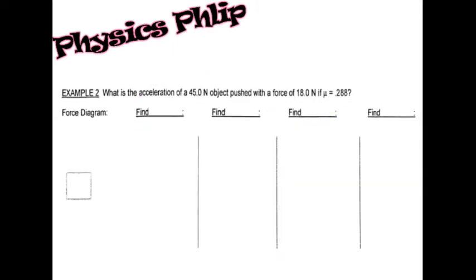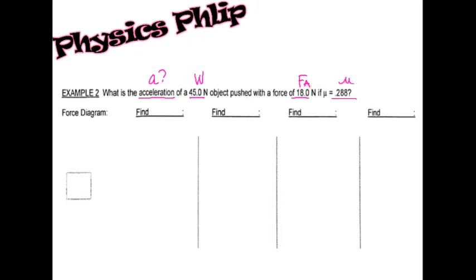Next example. Follow our structure. Underlining, we're looking for acceleration again. We will not always be looking for acceleration, but we are in this example. Read the problem yourself, pause, and see if you can identify the numbers. 45 Newton object, that's the weight of the object. Pushed with a force of 18, that's an applied force. And then, again, we're given mu.